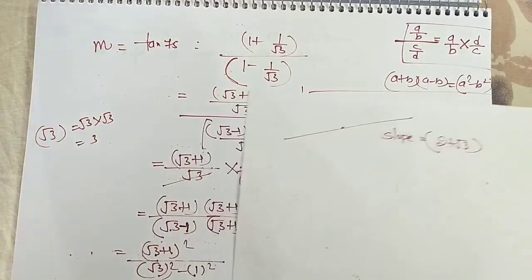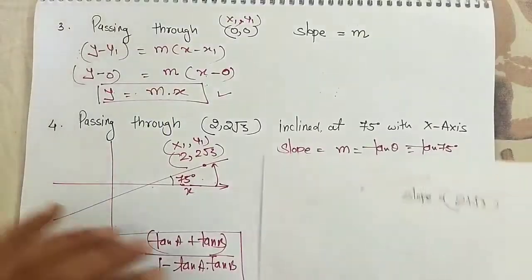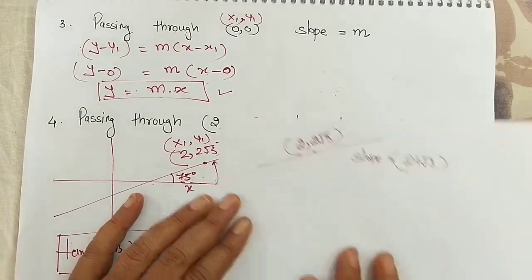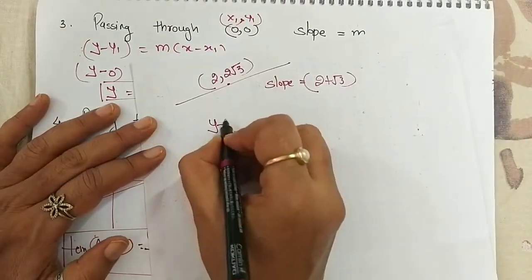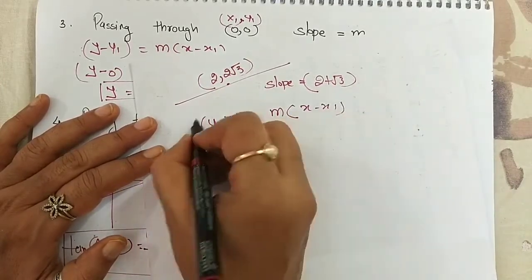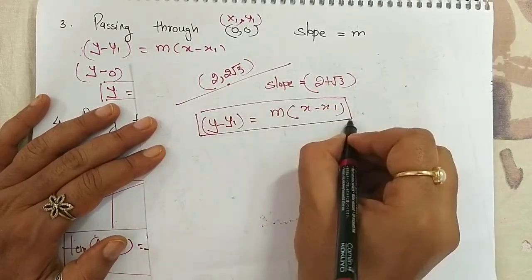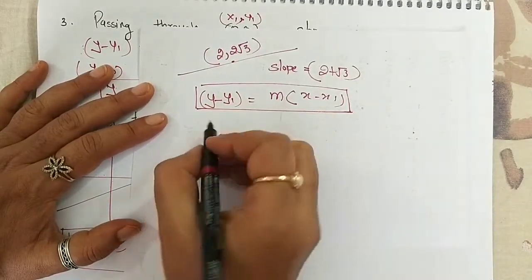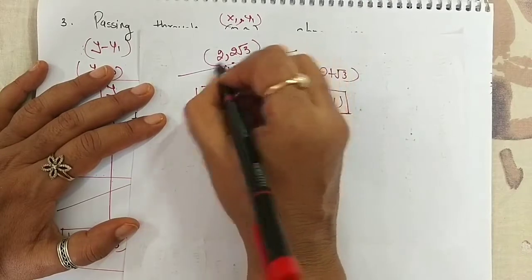Okay, and this line is passing through point (2, 2√3). So what will be the equation? y minus y1 equals m into (x minus x1). This is the standard form. Correct. So this is my slope and these are my points. So this is x1 and y1.